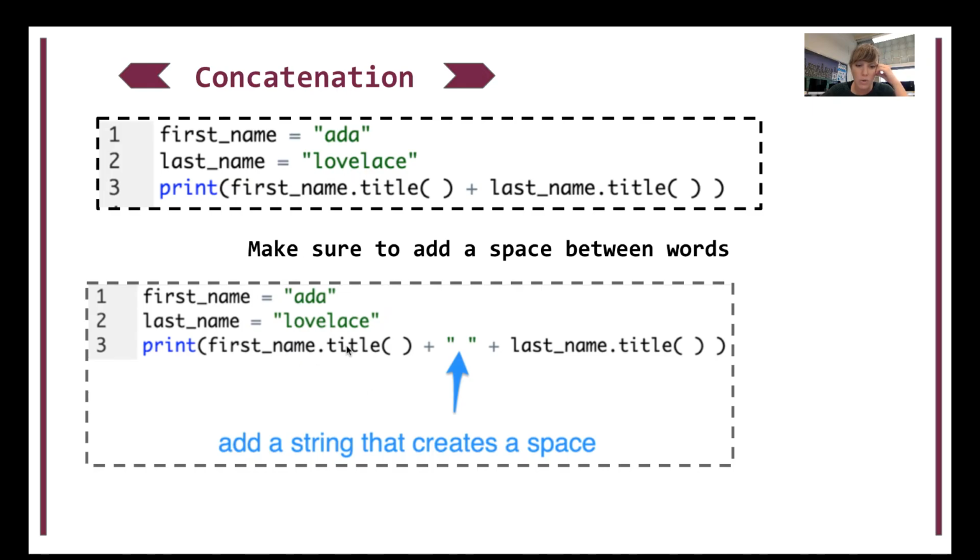But this right here, Ada Lovelace, would be smushed together. There's no actual space because there's no space inside these parentheses. There's no space here, and the concatenation symbol does not create a space for you. So what you need to do is create a space here with a string. So you have the double quotes here, and you put that space right there. And so what that does is it will just say Ada space Lovelace with a capital A and a capital L.